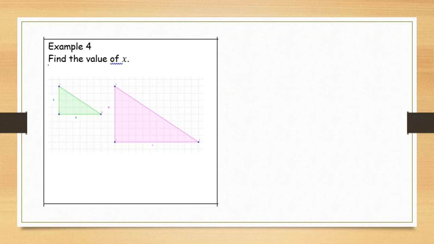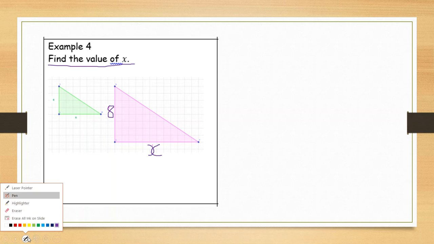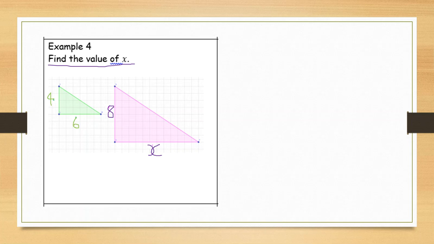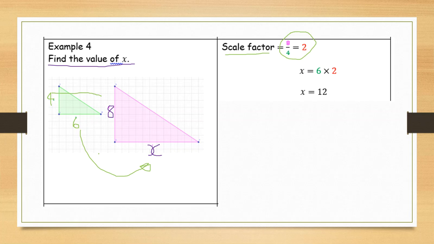For example 4, we need to find the value of x. X is this one. This side is 8. This side is 4. And this one is 6. So from a problem solving point of view, you can work out that 4 2s are 8. So 6 2s are 12. We need to times 6 by 2. So find the scale factor and then use it. Or you can use this method here.